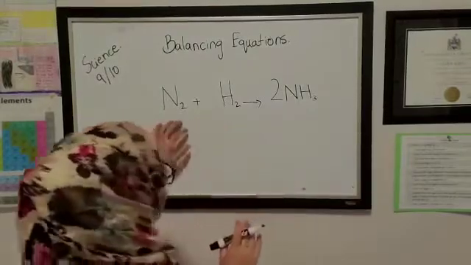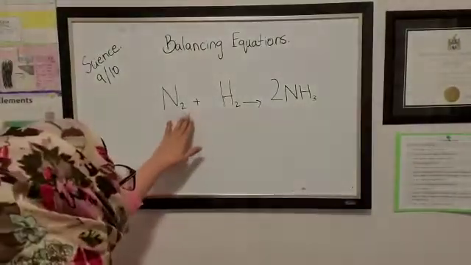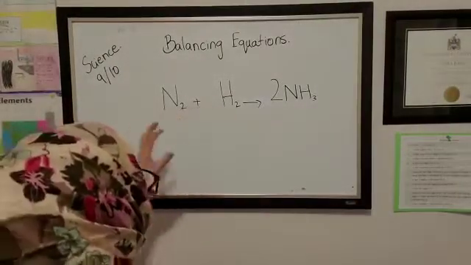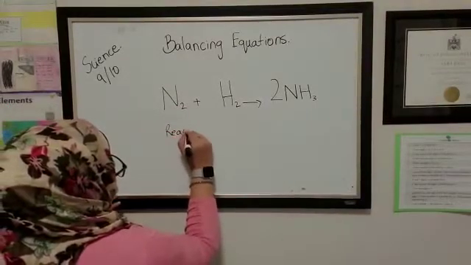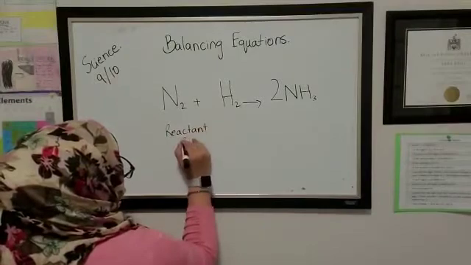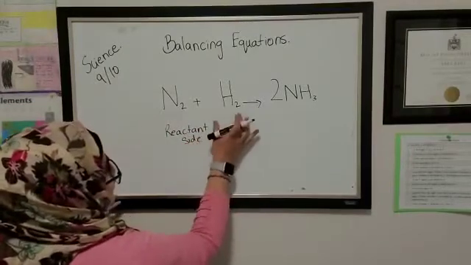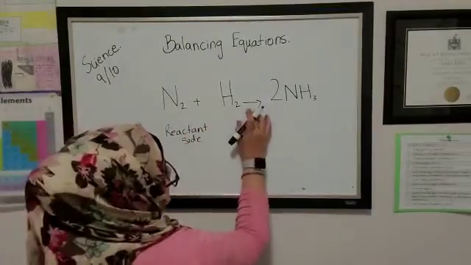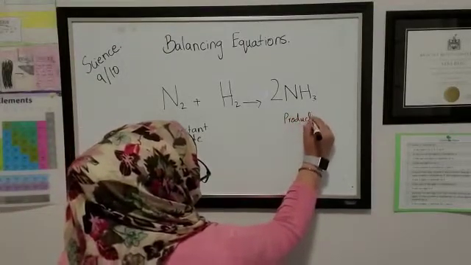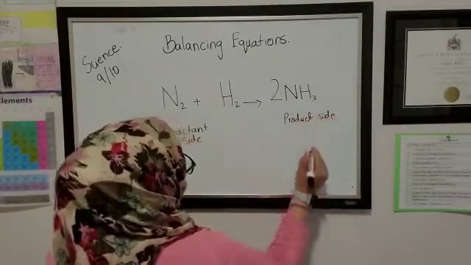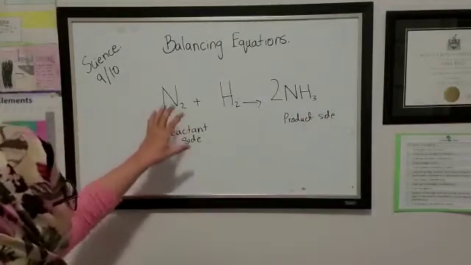So here there are two sides in an equation. This side, where you have the two elements, is the reactant side of the equation, and after the reaction, this is called the product side. All right, so here I'm gonna quickly tell you how to balance it.